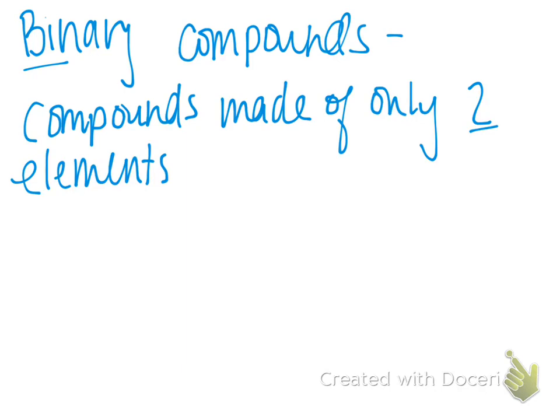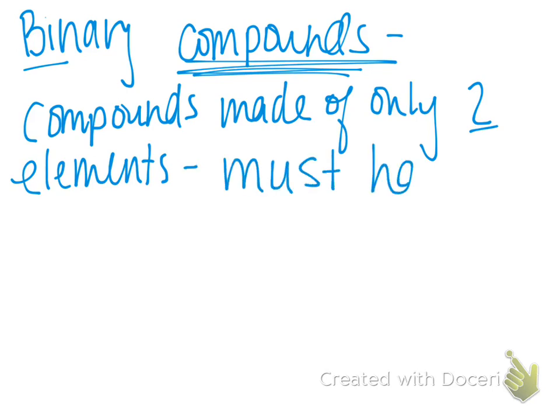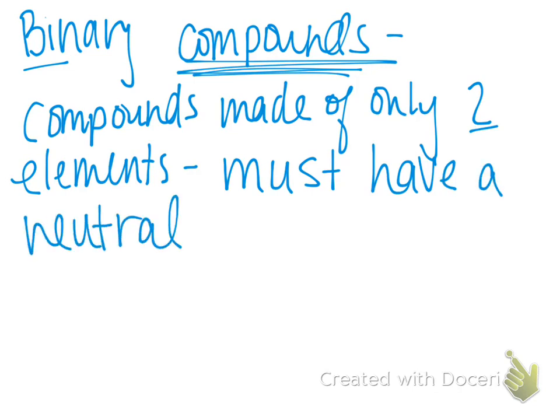Okay, and the difference between a compound and an ion is that compounds have to be neutrally charged, so must have a neutral charge. Okay, so an ion has a charge, and we're okay with that. Compounds have to have a 0 charge, right? Neutral means 0, so compounds have to have a neutral charge. Okay, so this is how it works.